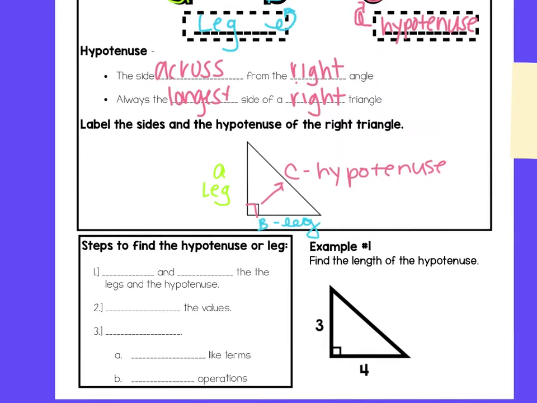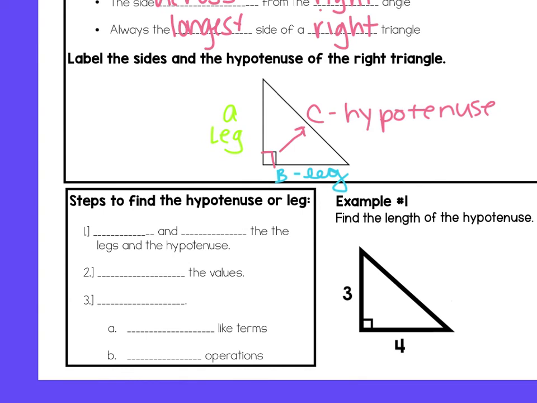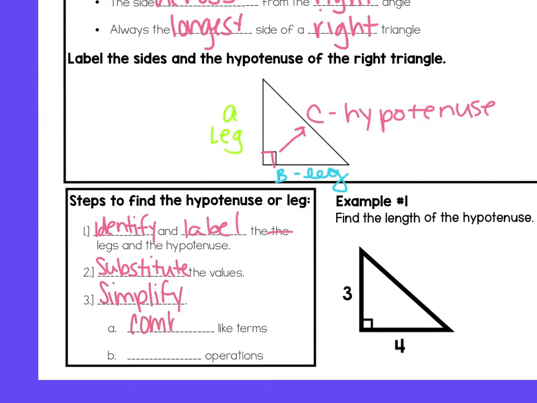So the steps for using this formula, you're going to first identify and label the legs and the hypotenuse. Then you are going to substitute the values. From there, you're going to simplify, just like you would with equations. Simplify by combining your like terms and use inverse operations.